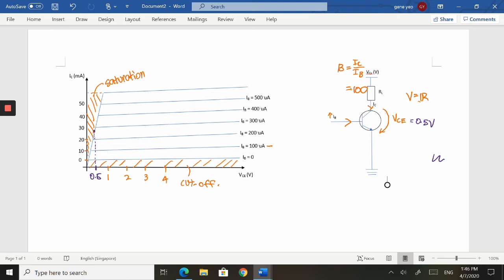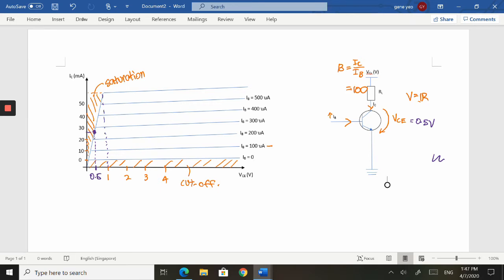If I want to get a value greater than 20 milliamps for my IC, perhaps 0.5 is not a good value because I will hit saturation even before I can go past 20 milliamps. I won't be able to go anywhere past this point. I won't be able to go anywhere past 25 or so, whatever that value is. So if I want to have a greater IC current at saturation, perhaps I can increase my VCE value.